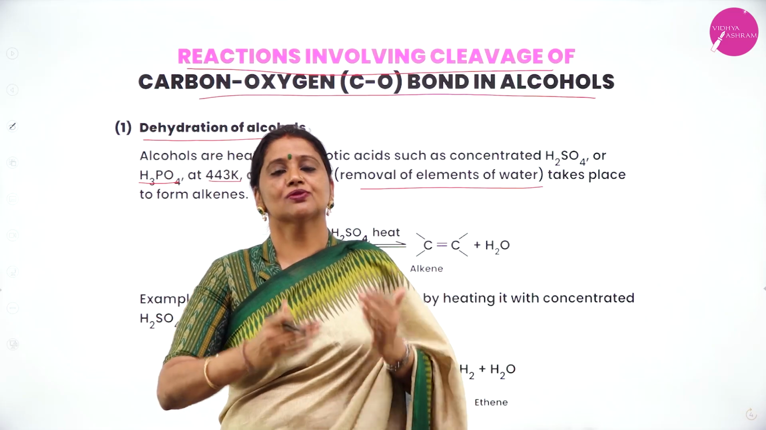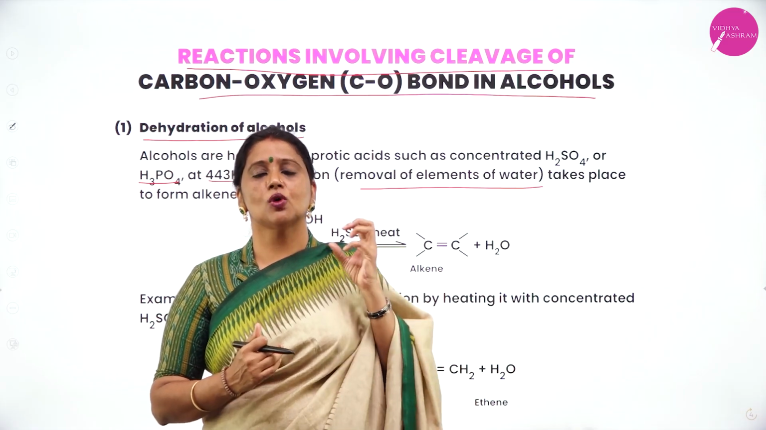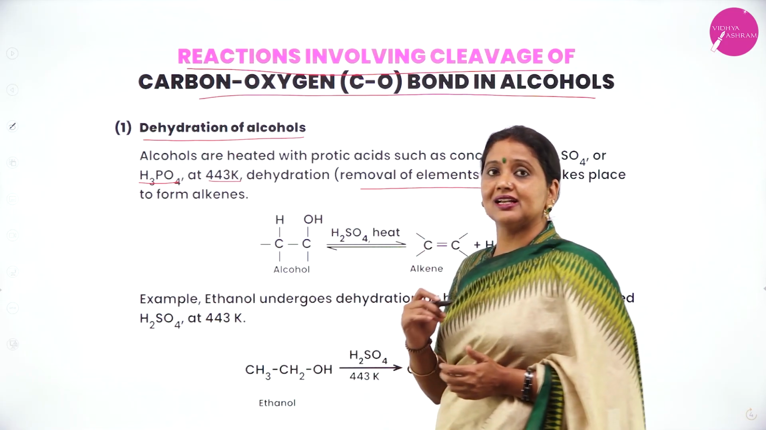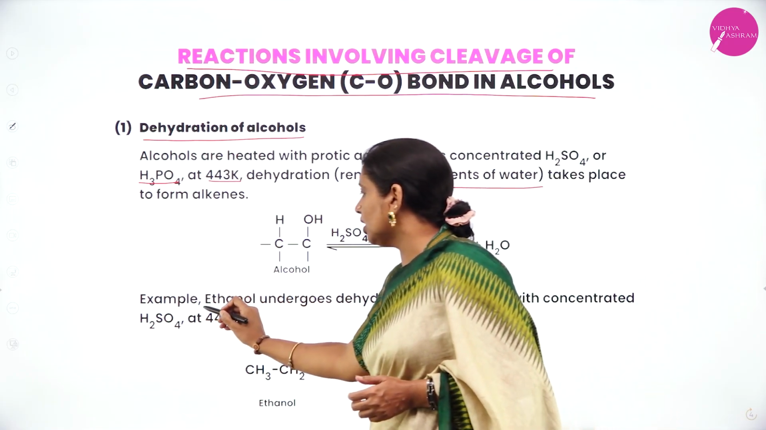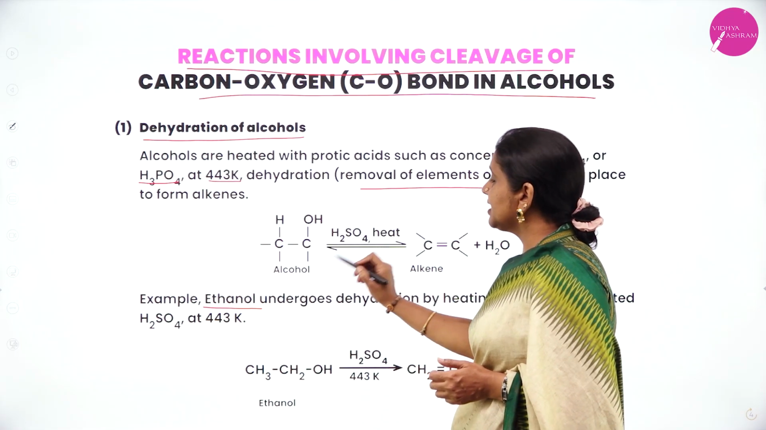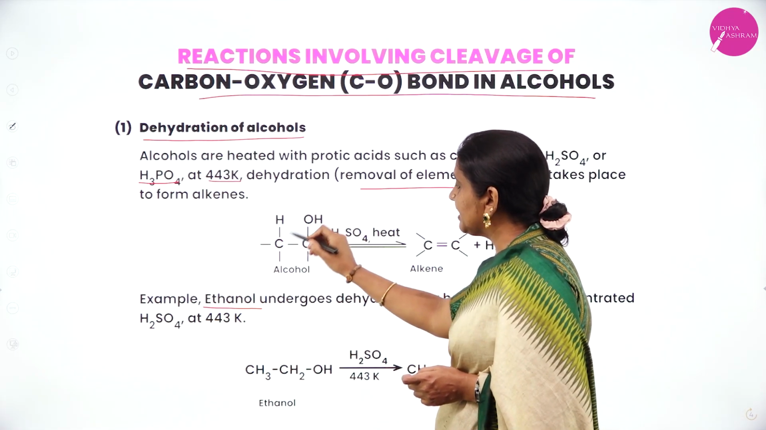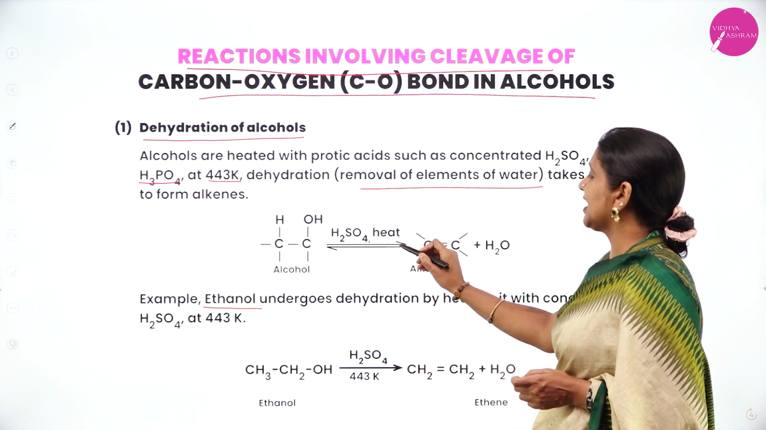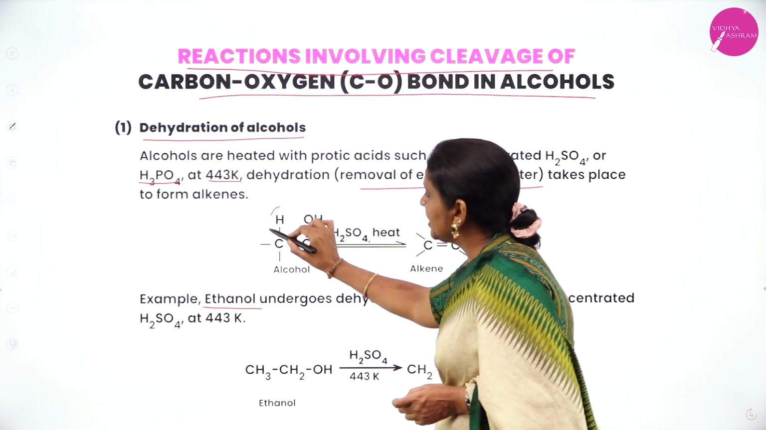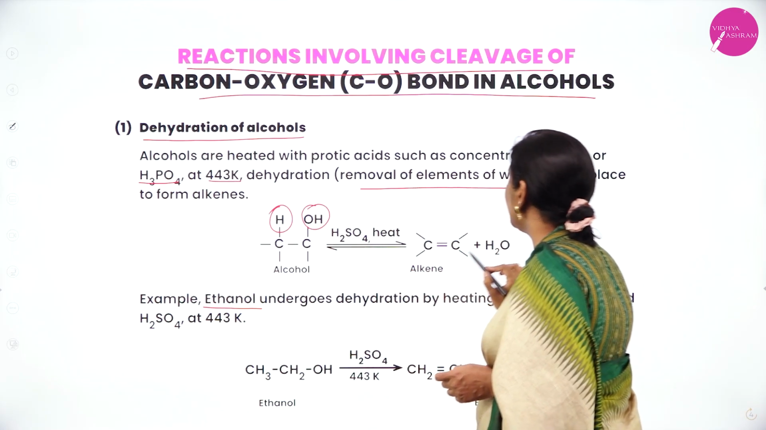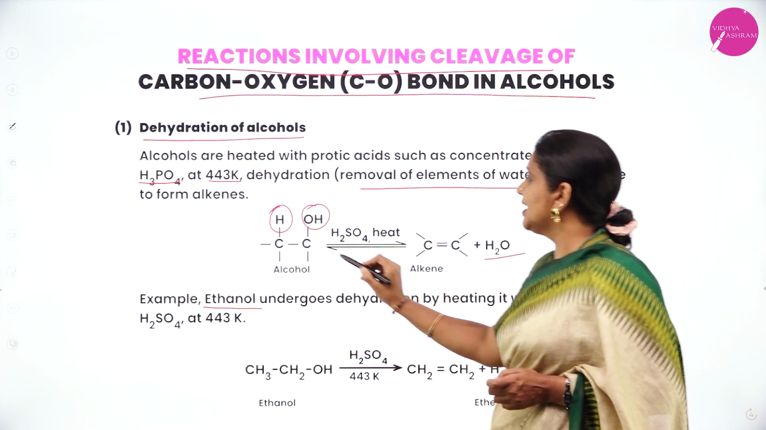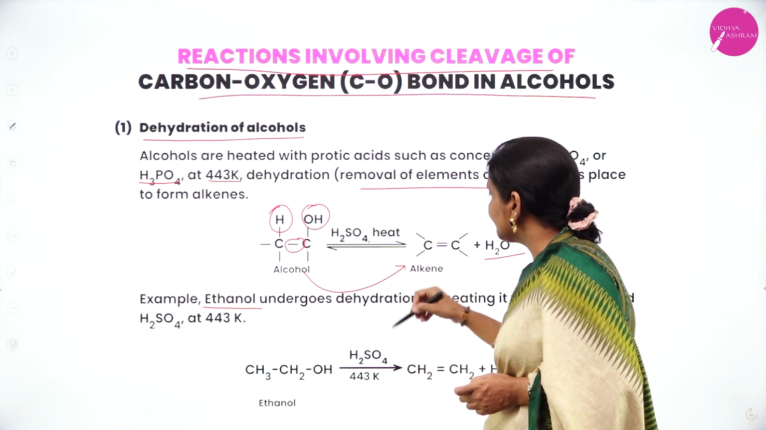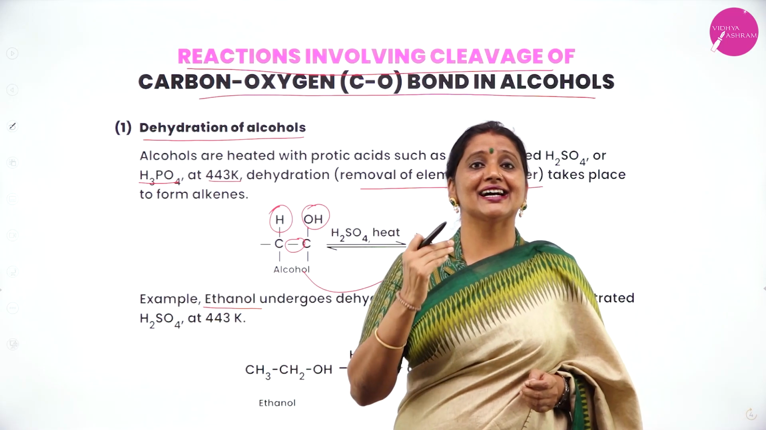Now I'll take case 1, case 2, case 3, that is primary alcohol, secondary alcohol as well as tertiary alcohol. For example, I'll consider primary alcohol, ethanol. See here, I'll take the skeleton of alcohol. When alcohol is heated with concentrated sulfuric acid, what happens? H and OH get eliminated, there is a formation of water, and the single bond is converted into a double bond. Therefore, alcohol is converted into alkene by dehydration.